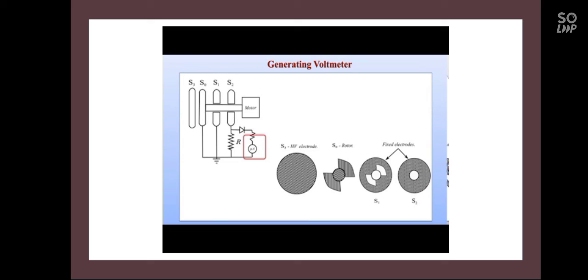This is a block diagram of the generating voltmeter. Here S1 and S2 are field electrodes, S0 is the rotor, and S3 is the high voltage electrode. All of these are combined in the generating voltmeter.